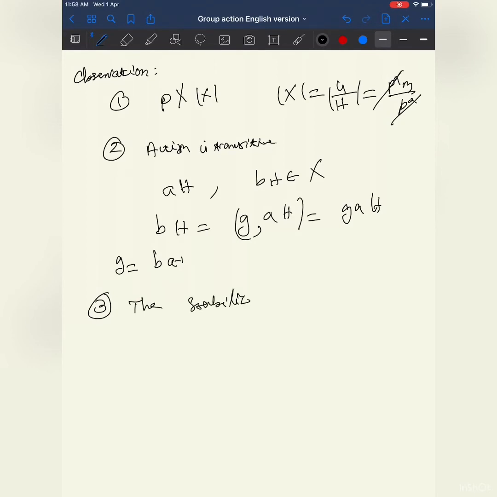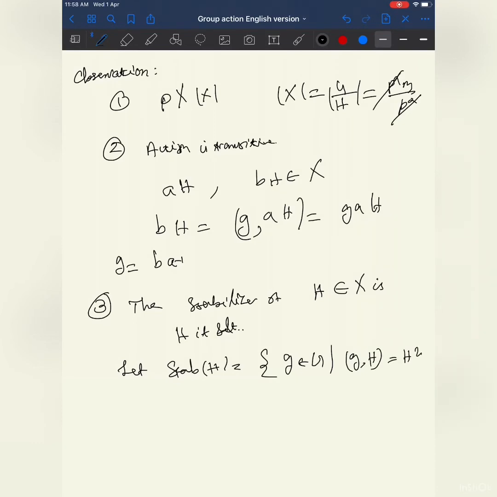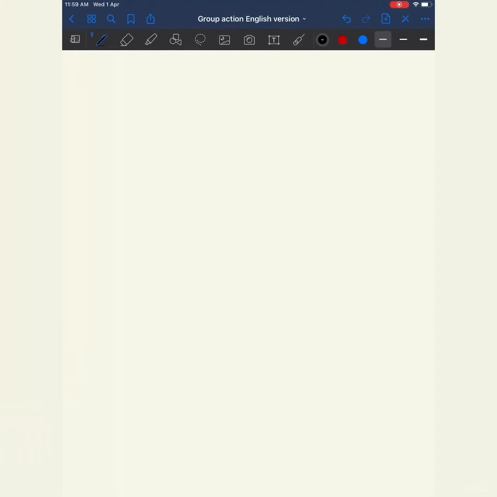The stabilizer of H as an element of X is H itself. How? Let's take the stabilizer of H. The stabilizer of H is nothing but the set of g belonging to G such that g·H equals H. See, remember that here H is an element. I am just considering it as an element. gH equals H means what? This means exactly g belongs to H. Only those elements I am collecting.